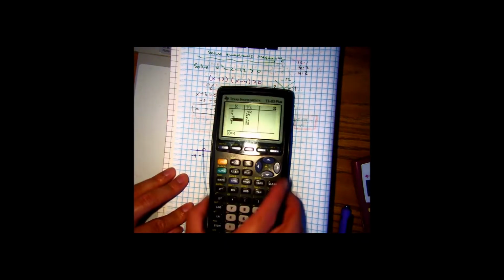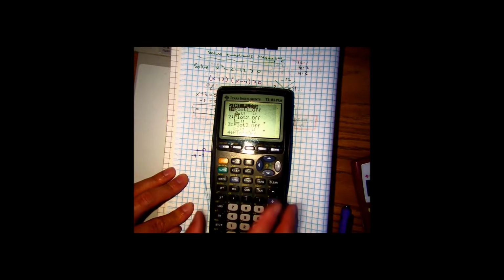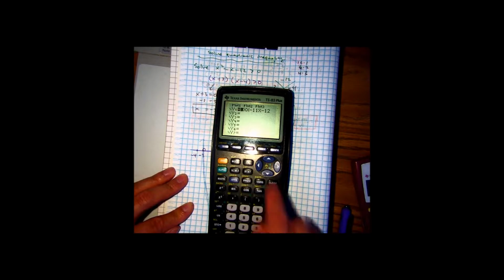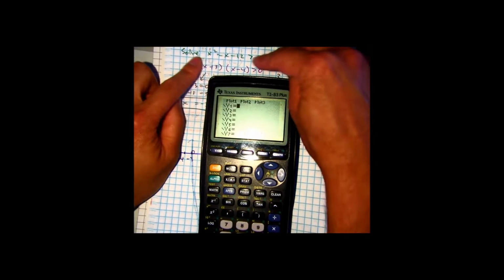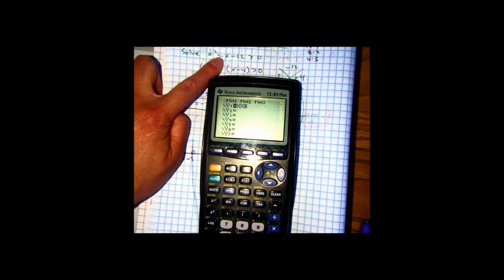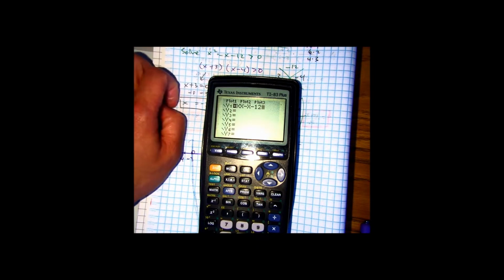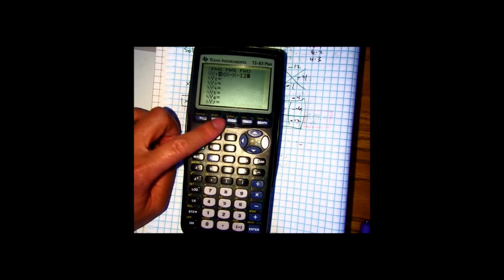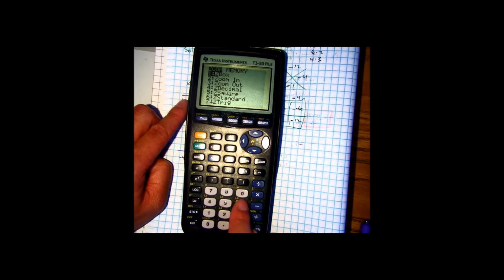So on my calculator, I'm going to go to y equals and press clear. And I'm going to ignore the greater sign, and I'm just going to type in x squared subtracted by x minus 12. I'm going to press zoom. Class, what are you pressing? And what number? 6.